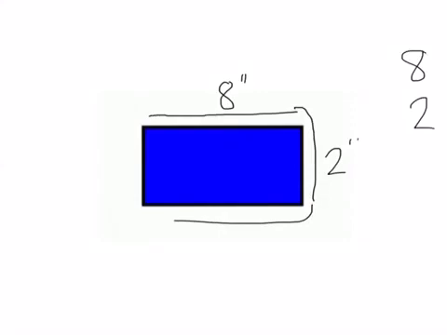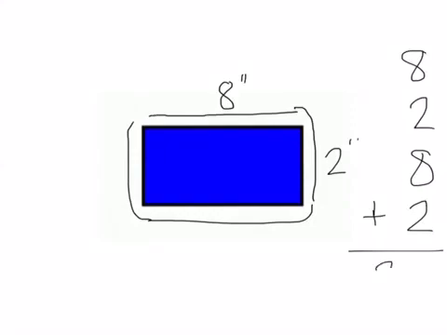And as he comes around this side, he walks an additional 8, and then back up to where he began, he walks an additional 2. So now we can add all these numbers together and find our perimeter. 8 plus 2 is 10, and another 8 and another 2 is another 10 for a total of 20 inches.